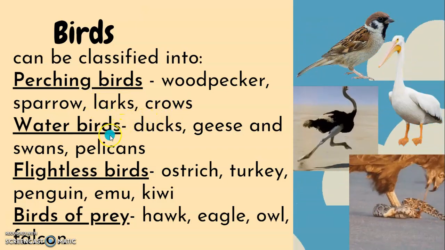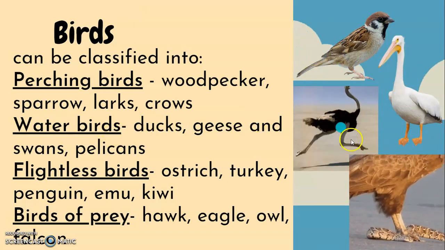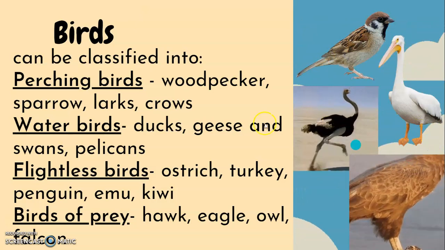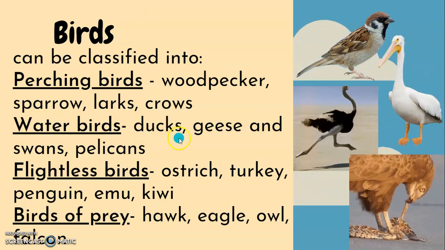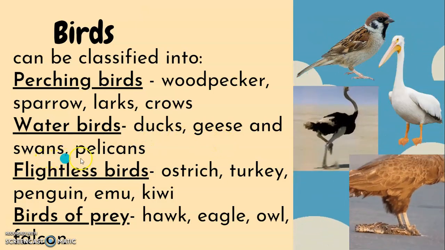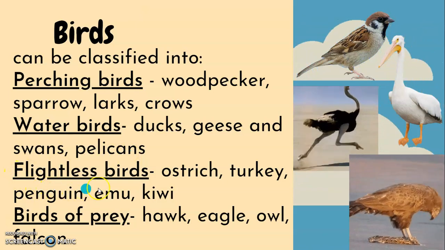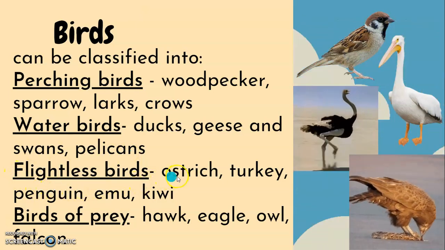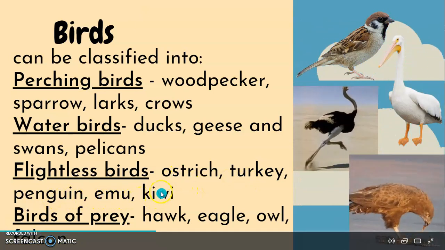Another bird, yung water bird. Ito yung may mga flat beaks at meron silang mga webbed foot na ginagamit nila for swimming. Examples are ducks, geese, swans, and pelicans. The third one are the flightless birds. Example of these are the ostrich, turkey, penguin, emu, and kiwi.